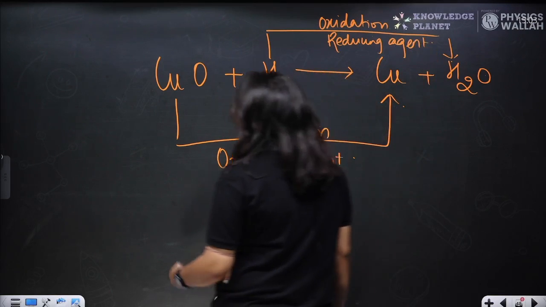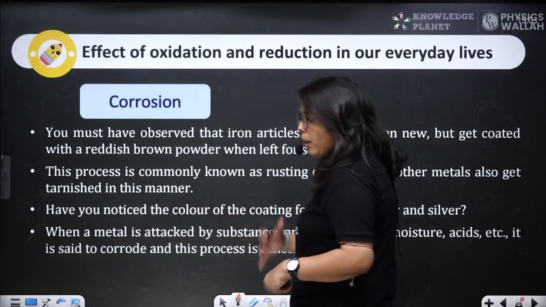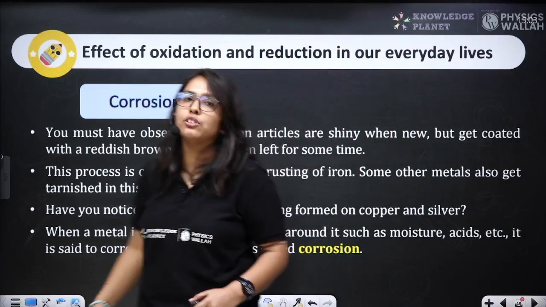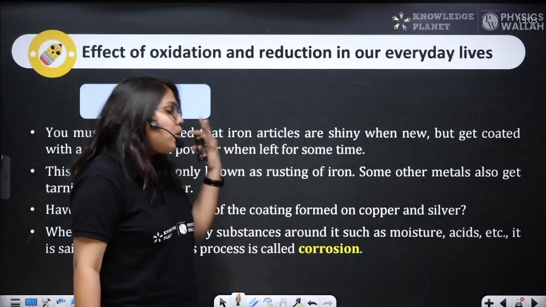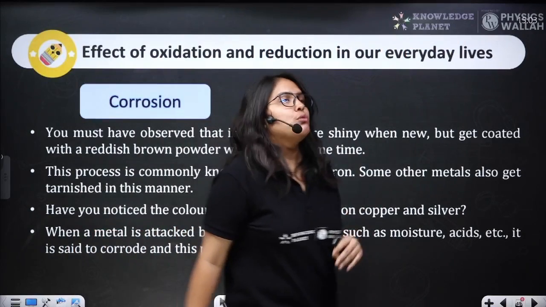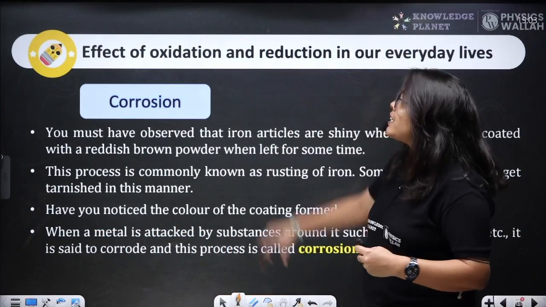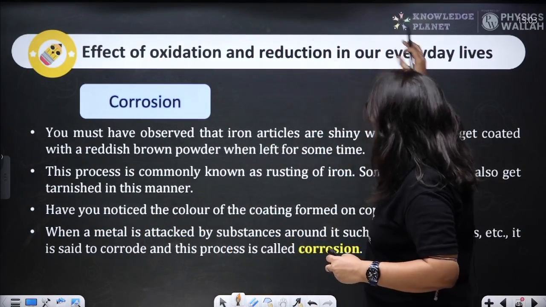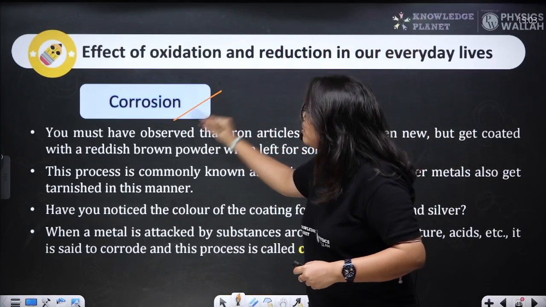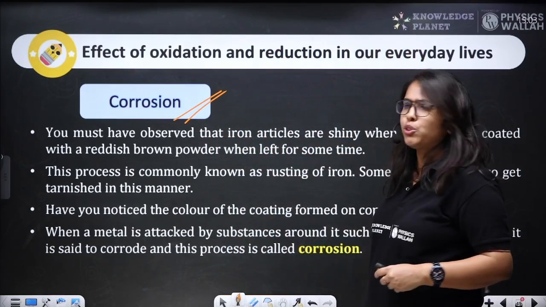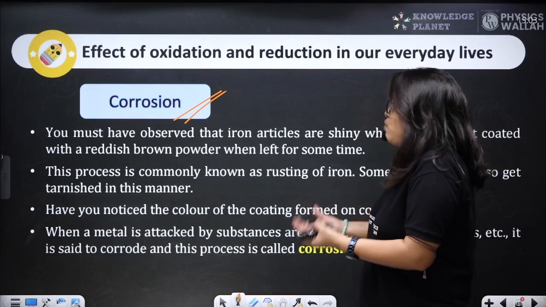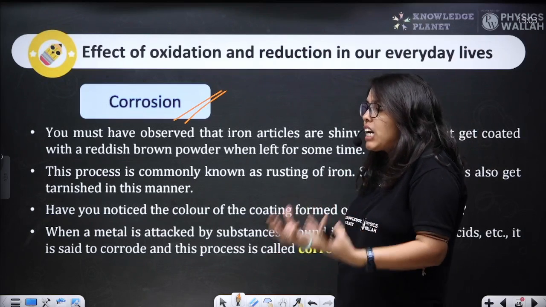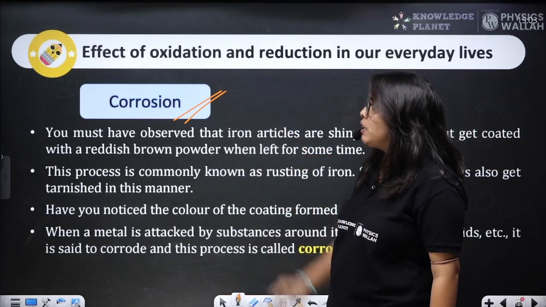Clear, beta? So with this, we have understood about oxidation and reduction reactions, and we have also understood about oxidizing agent and reducing agent. Let's now try to see the effect of oxidation and reduction in our everyday lives. Corrosion. What do you understand by the term corrosion? Corrosion means to destroy, break down, to tarnish. That is what you understand by the term corrosion.